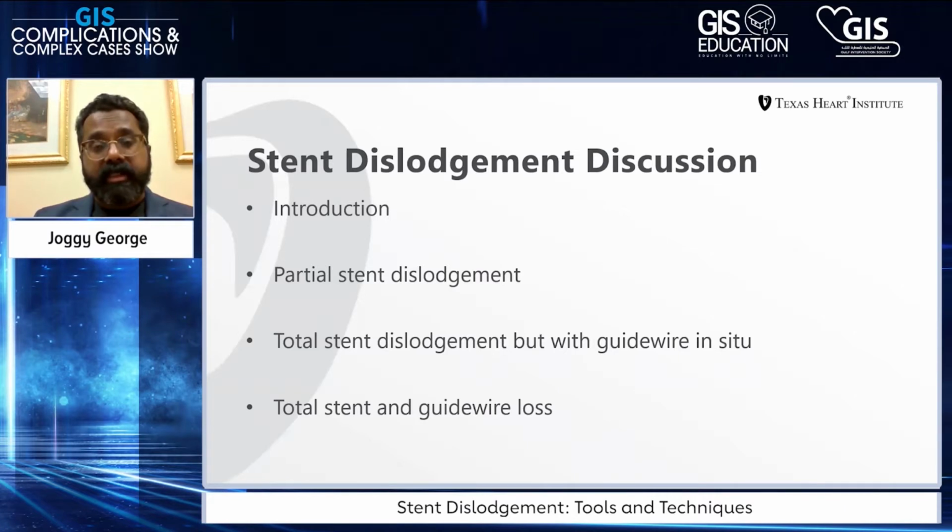So we're going to divide this into either partial stent dislodgement, which means that the balloon is usually within the stent, as well as the guide wire is also unaffected. Then we're going to discuss total stent dislodgement, but with the guide wire in place. And then we're going to discuss, as in this case, total stent and guide wire loss, which is, of course, the highest risk scenario and the most complicated to salvage.